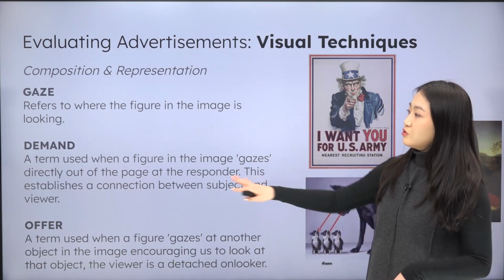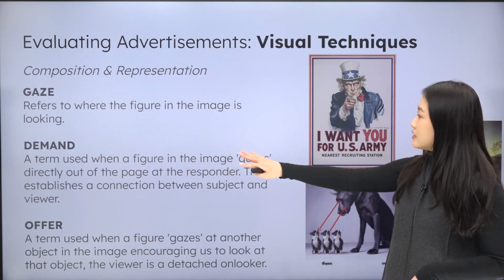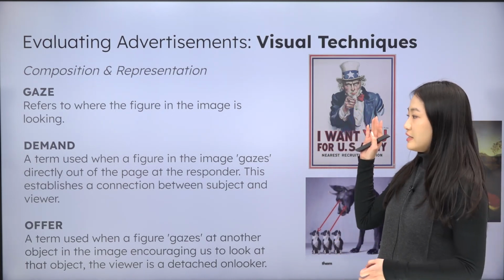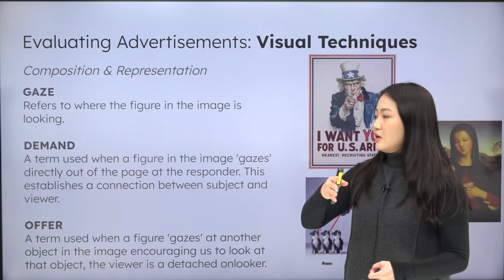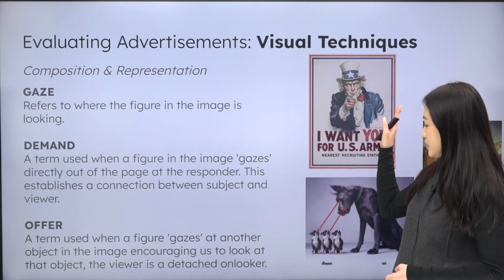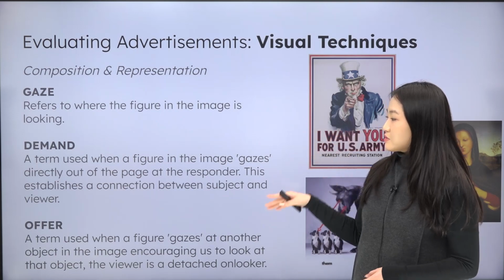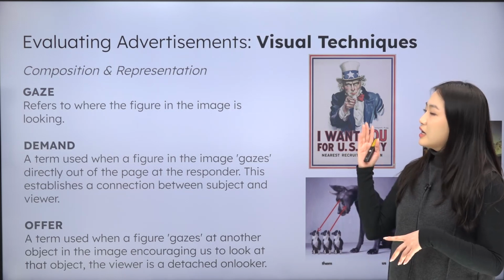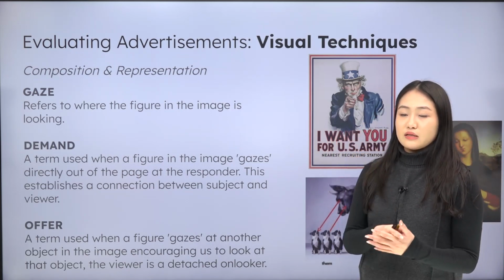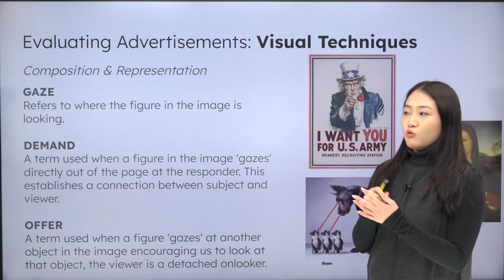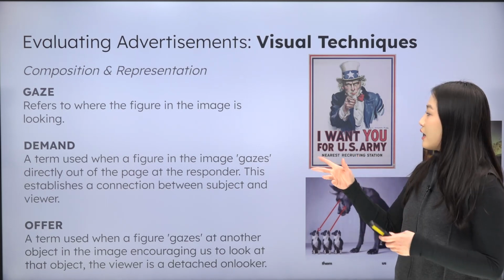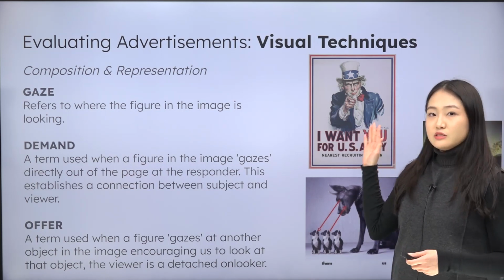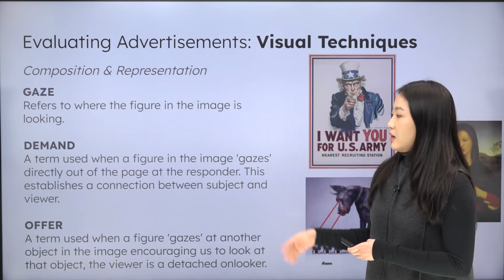And this is where we move on to demand. Demand is, like I said, basically a term that is used when a figure in the image is gazing directly out of the page. As you see Uncle Sam here. And this establishes a connection between the subject and the audience, and it looks like the subject is referring to the audience directly, and it is used to be more impactful, and that is why this image coupled with "I want you" bolded is so effective, and it was so popular.